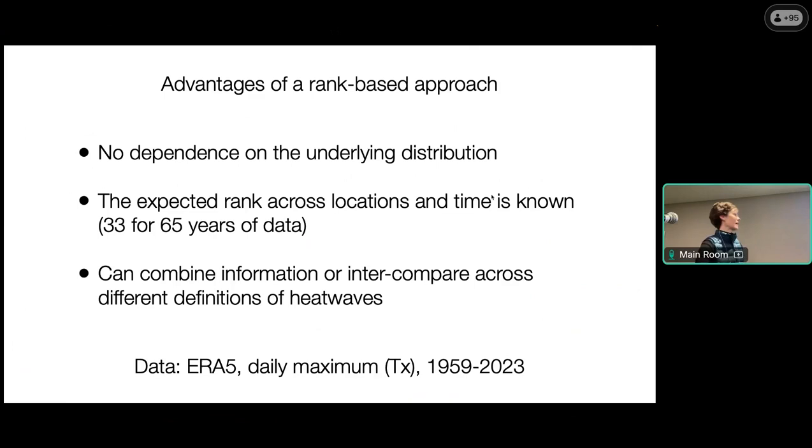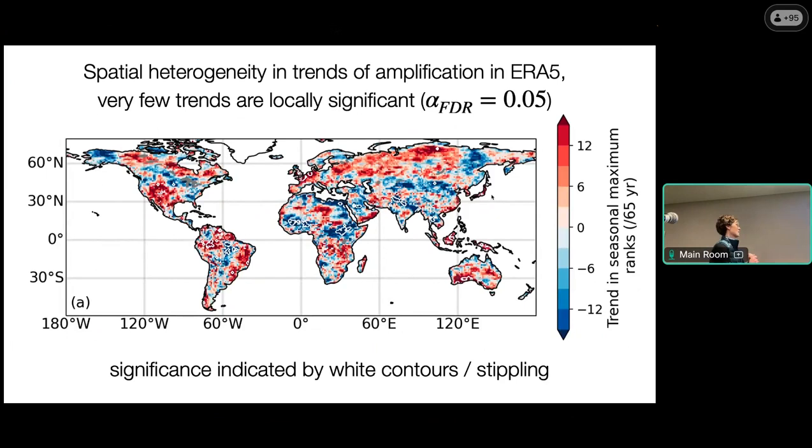Okay, so this is what we see for amplification in terms of a map. What's shown here is the trend in that rank. All you need to know is that red is increasing amplification, blue is damping, extremes warming less fast than the mean. And if you can see any of those white contours, that's where a trend is identified as locally significant after controlling for multiple hypothesis testing. And the take home is that this is a small signal. It's really hard to find any signal if it is there.